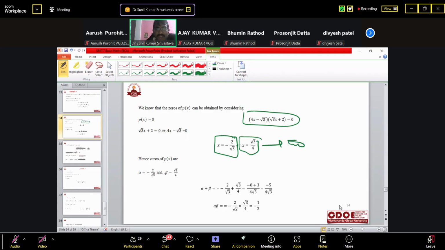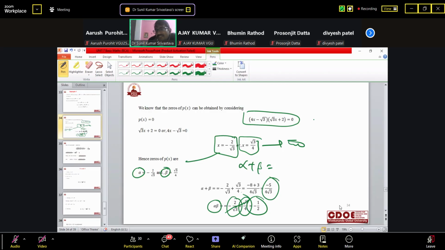We can take one root as alpha and the other root as beta. What is the sum of roots, alpha plus beta? We have to add minus 2 by root 3 plus root 3 by 4. The answer is minus 5 by root 3. Product of roots: we take alpha as this one and beta is equal to root 3 by 4, and we multiply. Root 3 is going to be cancelled, 2 over 4 is 1 by 2, that is minus 1 by 2. So by taking the example, alpha plus beta means sum of roots, and product of roots can be defined.